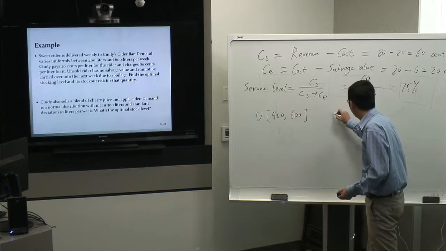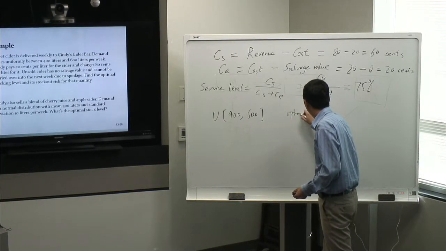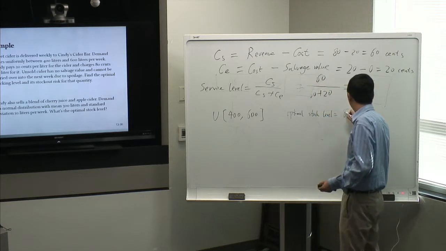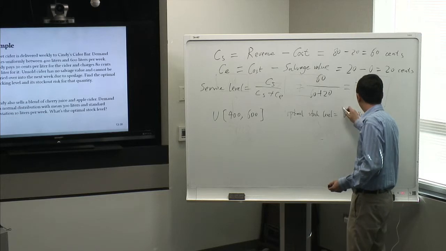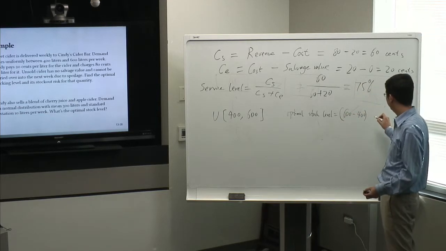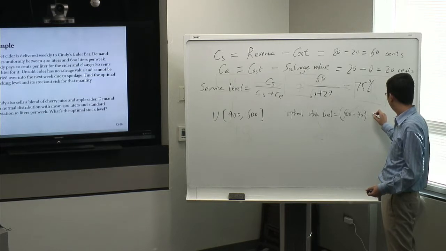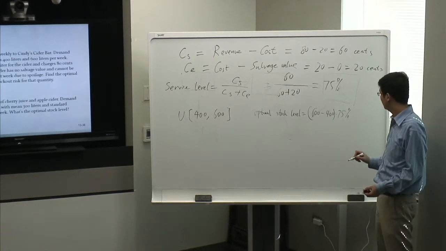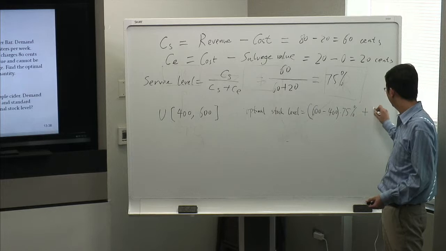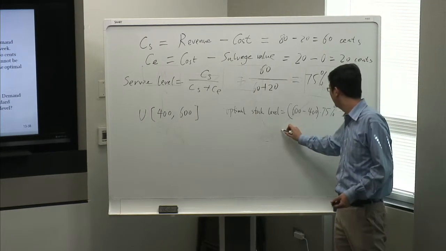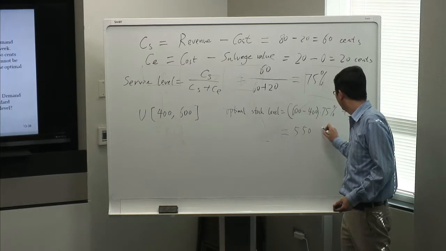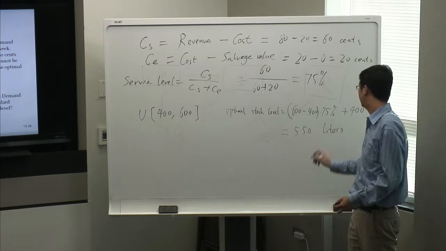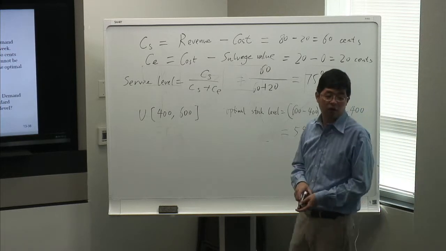So Dylan said, the optimal stock level, you use 600 minus 400, which equals 200. And then you multiply that by 75%, which is your service level, which equals 150. And you add that to the minimum, 400. That's 550 liters. Okay, I write down here.